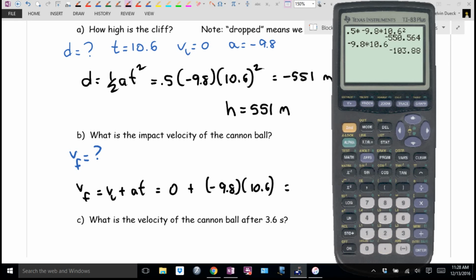What's the negative in the velocity telling me? Aaron, your answer that you mouthed last time is absolutely correct. We are going down, not up, so I'm expecting a negative answer. Okay, I'll call it negative 104 meters per second.